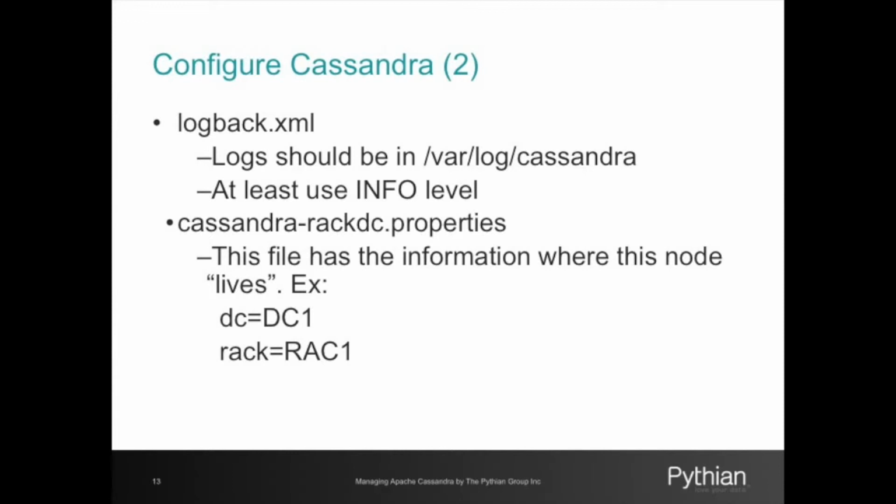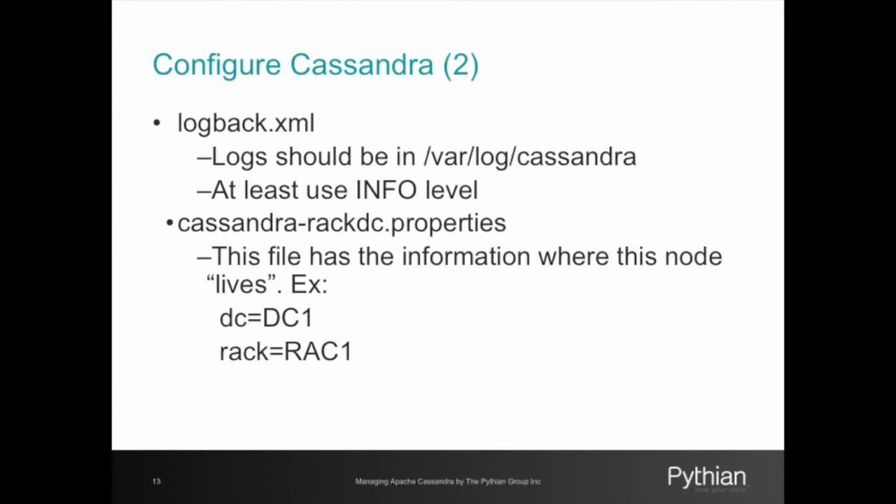The cassandra-rackdc.properties. So this file is, like I said, about where your cluster lives. And this file will have the information about in which data center this node is, and inside that data center in which rack it is.